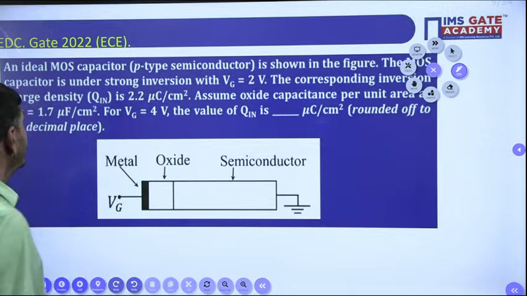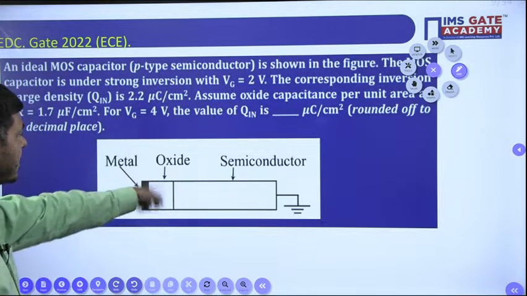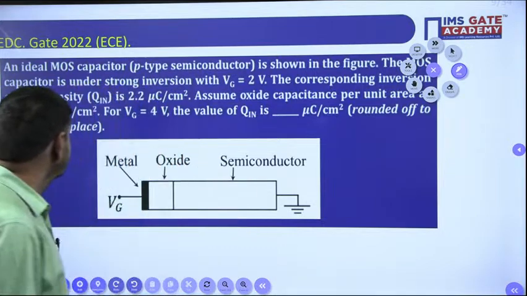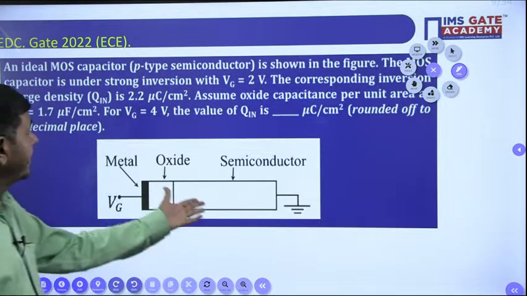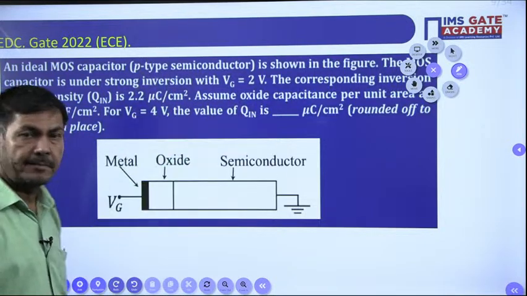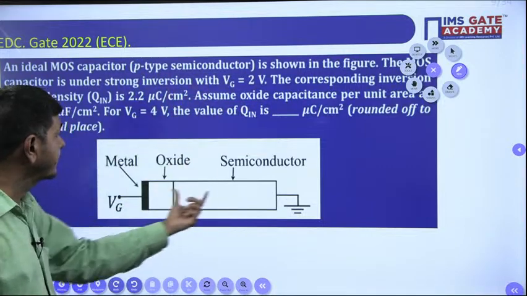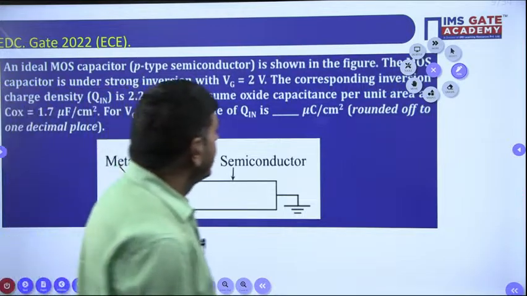An ideal MOS capacitor. This is one of the MOS capacitors only. Metal, oxide, semiconductor: these three pieces are combined. That is a MOS capacitor, we can say. But the semiconductor here is a p-type semiconductor. P substrate also we can call. It is shown in the figure.